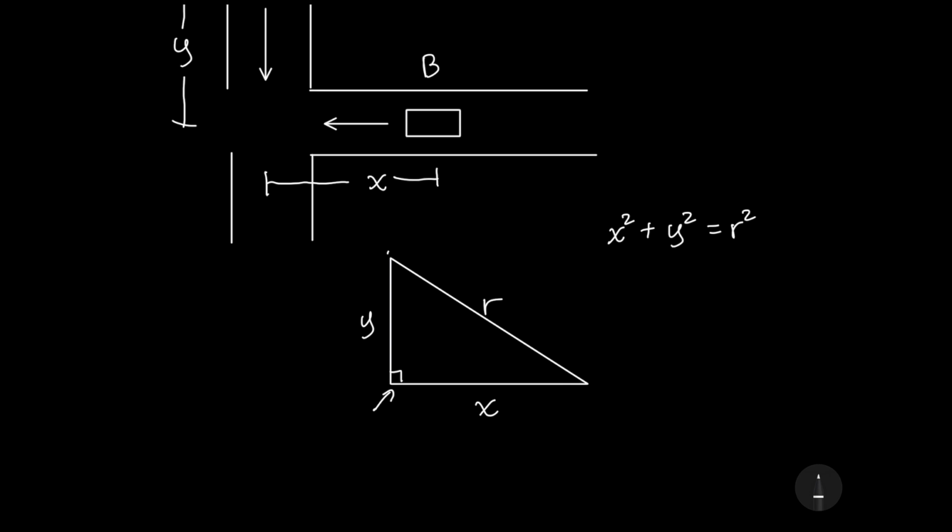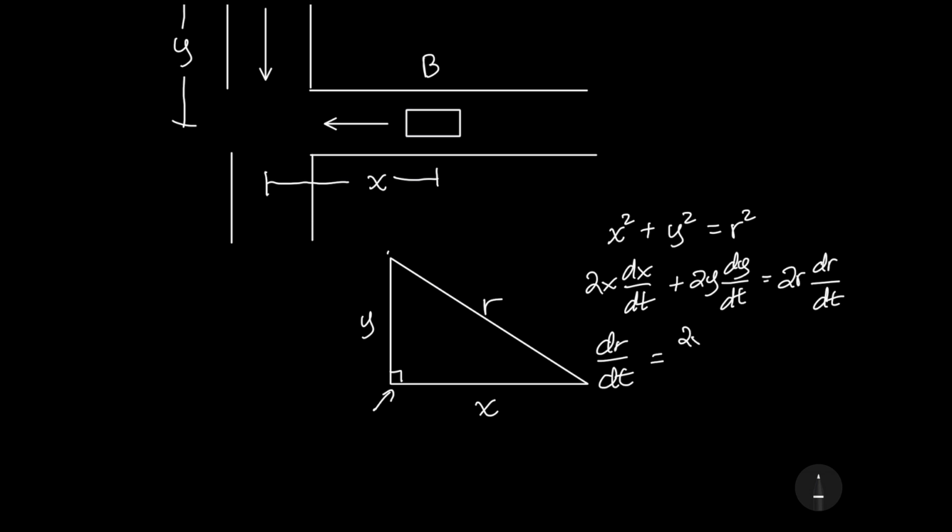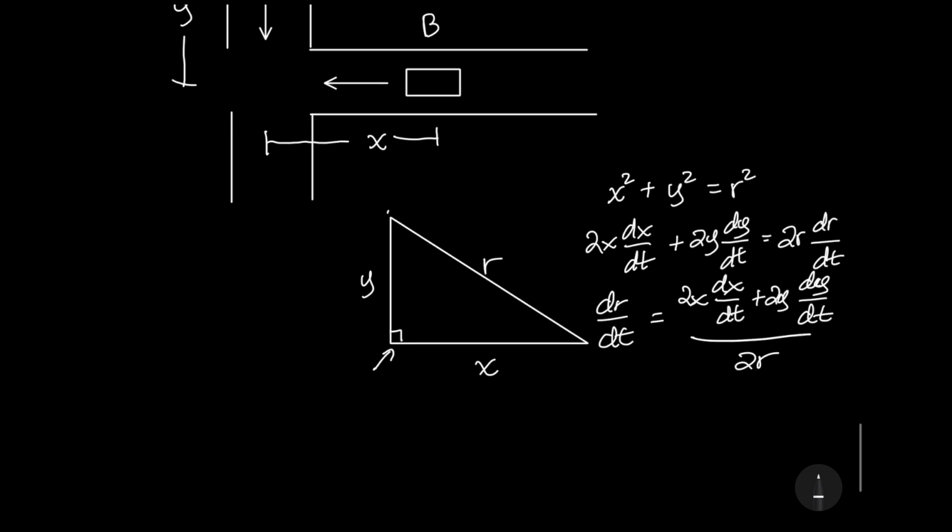So if I differentiate the left side, I get 2x dx/dt plus 2y dy/dt is going to equal 2r dr/dt. And what I want to find is dr/dt, right? So let's solve for dr/dt. So dr/dt is going to equal 2x dx/dt plus 2y dy/dt, all over 2r. So let's go ahead and start plugging in values so we can solve for what dr/dt is.